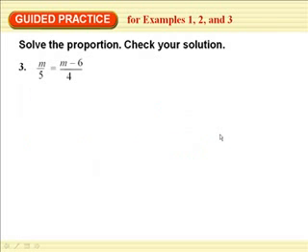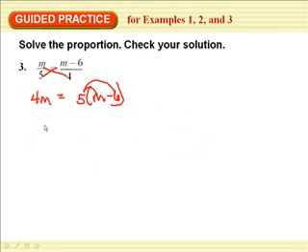Again, here we go. These are kind of fun actually now that we can do the distributive property. So I'm going to do this one first. 4 times m is 4m. I'll do this one. 5 times m minus 6. Distributive property. 4m equals 5m minus 30.